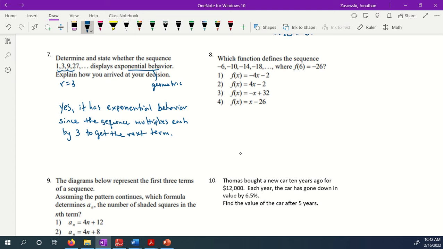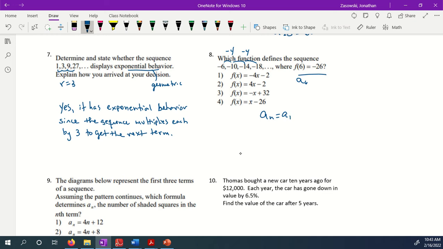All right, same thing here. So number 1, we want to identify what type of sequence it is. We can see that we're just subtracting 4 each time. So this is arithmetic. We want to know what f of 6 is. This is just like saying we want to know what a6 is, okay? We also want to know which function defines the sequence. So if we started with this formula, if we just distribute and solve, we'll get our answer, okay?